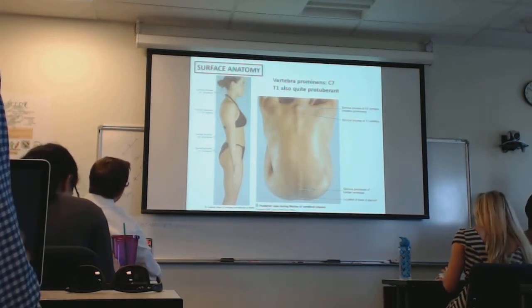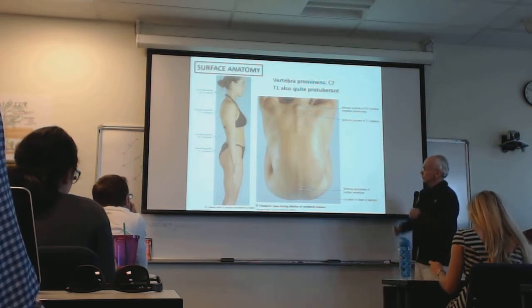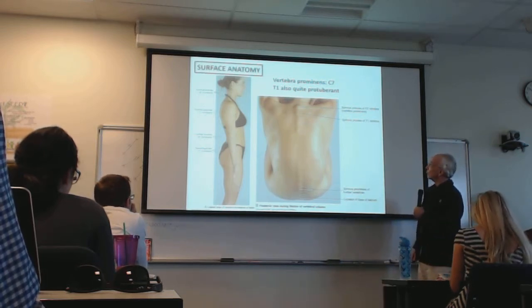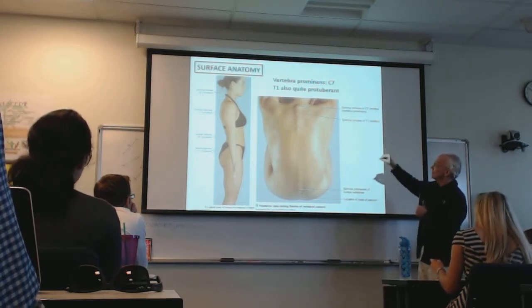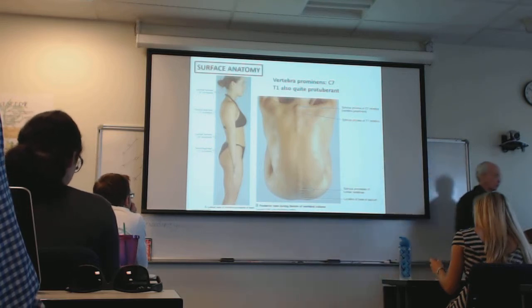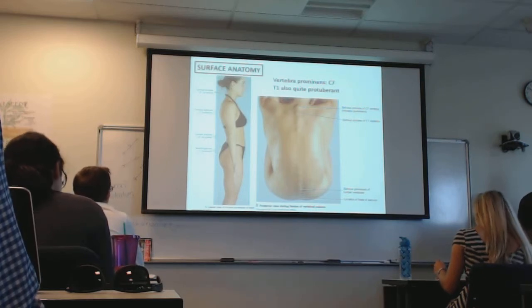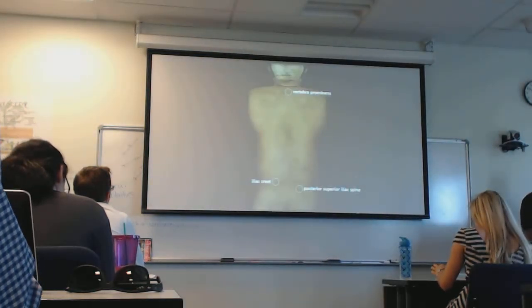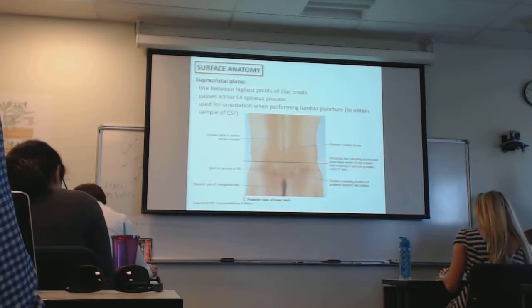C7 is the first of those major processes to create a prominence there. Some individuals rarely will have a larger T1 process than C7, but for most of us, the vertebra prominens, the prominent vertebra at C7, is the definitive landmark. Of course, we talked about the curvatures. Make sure you can identify the kyphoses and lordoses of the back, the natural kyphoses and lordoses.